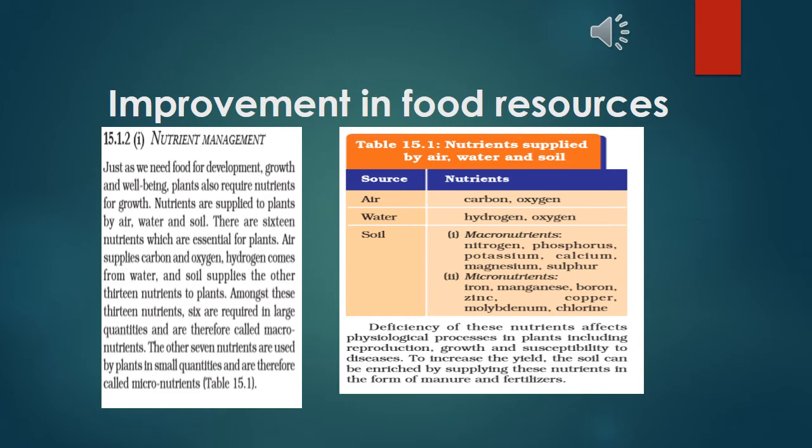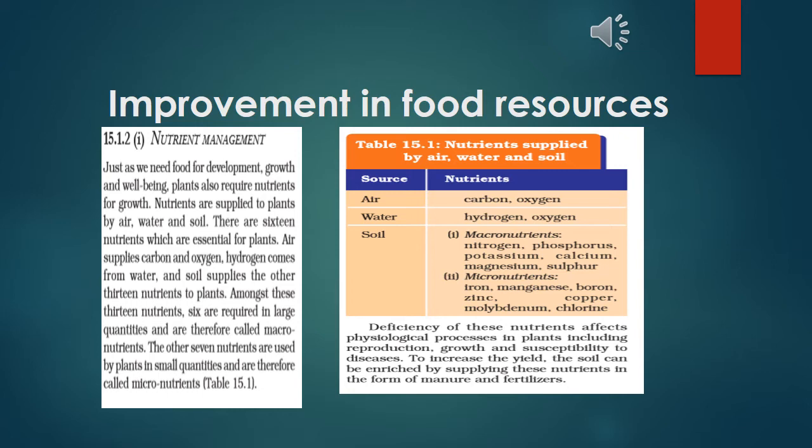Deficiency of these nutrients affects physiological processes in plants, including reproduction, growth, and susceptibility to disease. These nutrients are supplied in the form of manure and fertilizer. So like us, when we get fewer nutrients, we become ill and several diseases attack us. Similarly, in plants also, if they do not get sufficient nutrients, they are also affected, and this affects them in several ways like growth, reproduction, disease, etc. So how can we provide these nutrients to the plants? Through soil.